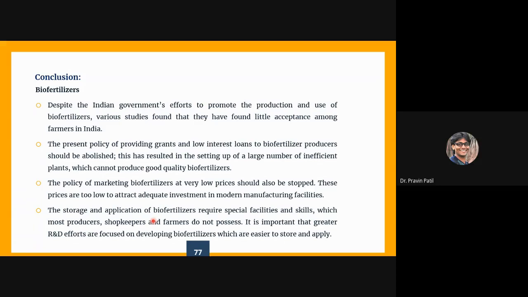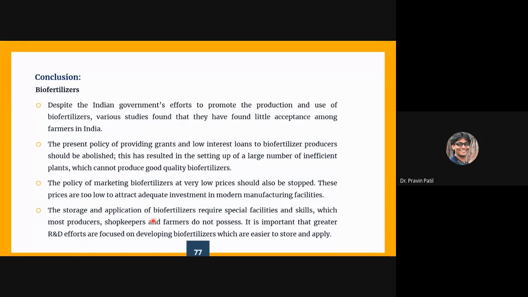The present policy of providing grants and low interest loans to biofertilizer producers means anybody can obtain a loan. So this has a good and a bad impact as well. What is happening is that the quality of the biofertilizers being produced is drastically getting affected. That is why there are no quality biofertilizers in the market, and if there are none, there won't be wider adoption of biofertilizers.